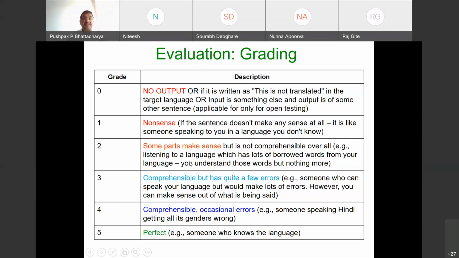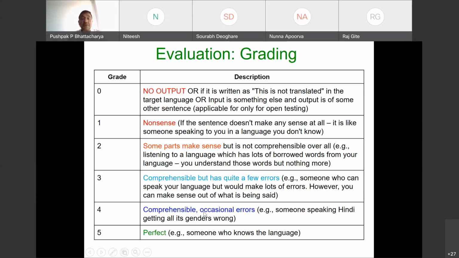Only the words are understandable, not the combination of the words in the sentence. 3 is comprehensible, but has quite a few errors. For example, someone who can speak your language, but would make lots of errors. However, you can make sense out of what is being said. Okay, you can get a rough idea of what is said.